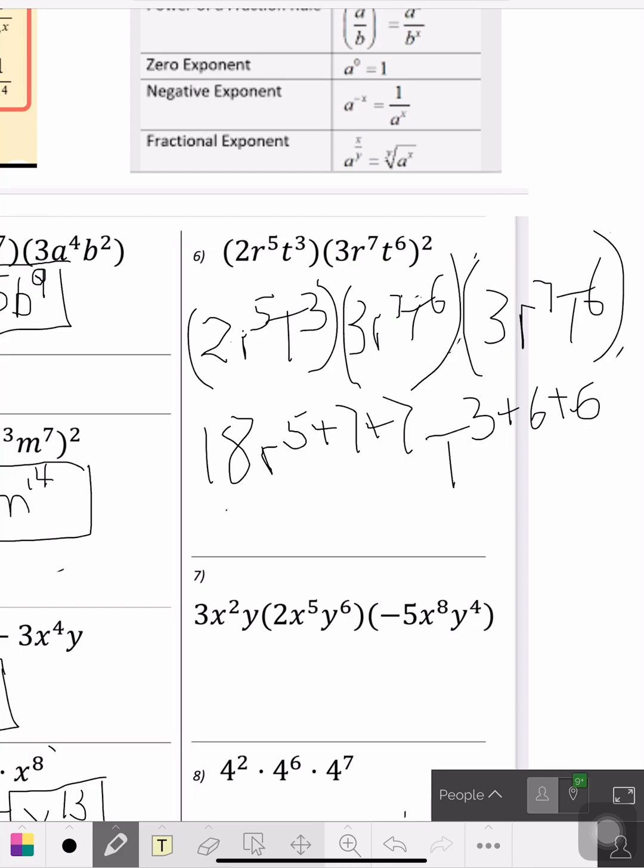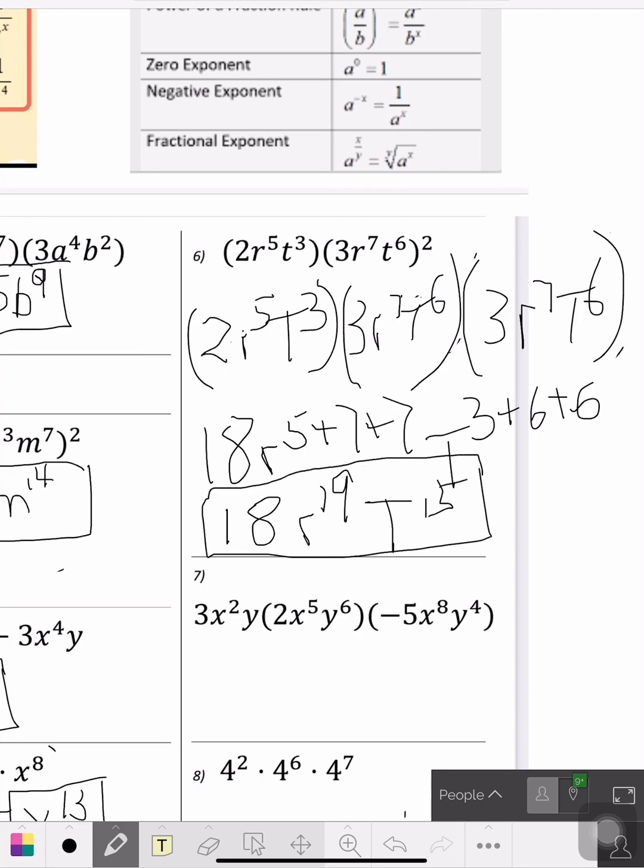So now we write it down below. We got 18, we got r, we got 5 plus 7 is 12, plus 7 is 19. Now in the t, we got 3 plus 6 plus 6 is 15. And that's the whole answer, just like that. But you see how that worked?